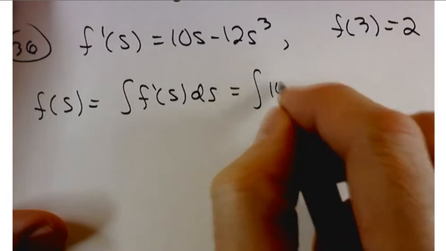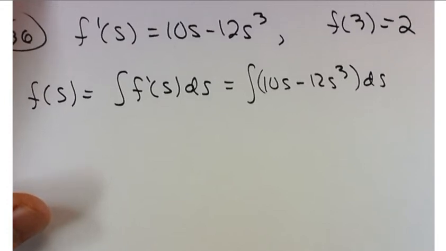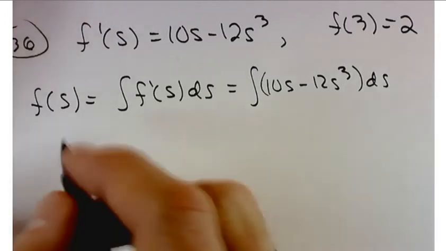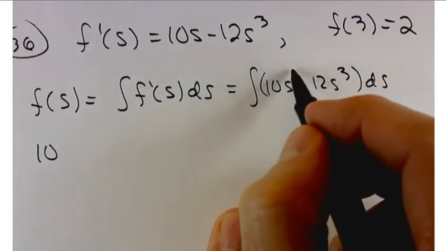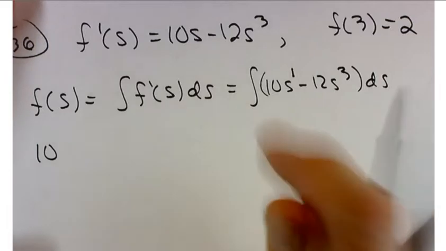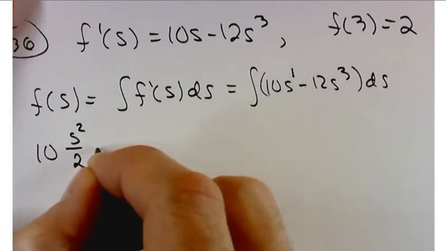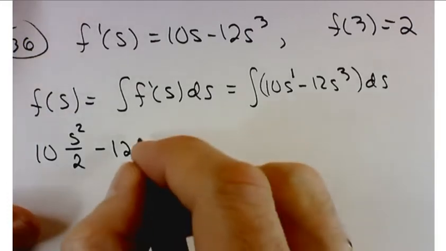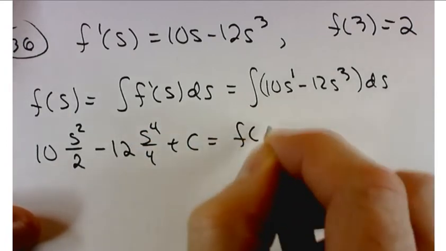The integral of 10s minus 12s cubed ds. Let's see if we can't figure out what that is. Well, let's see. It's going to be 10. What's the exponent that's understood to be here? A 1. If I add 1 to the exponent and divide by that same exponent, it's going to be 10 s squared over 2 minus 12 what? Good. s to the 4th over 4 plus a constant, and that's my f of s.